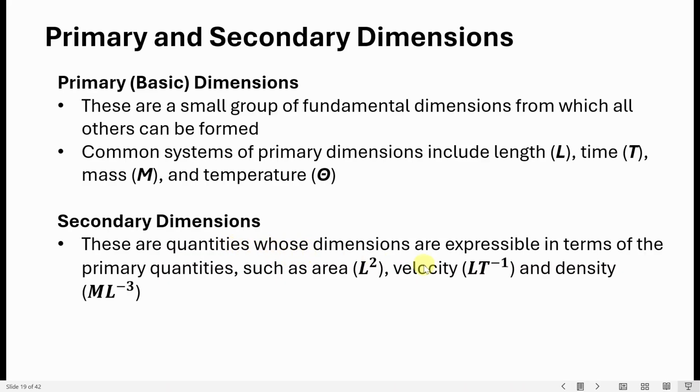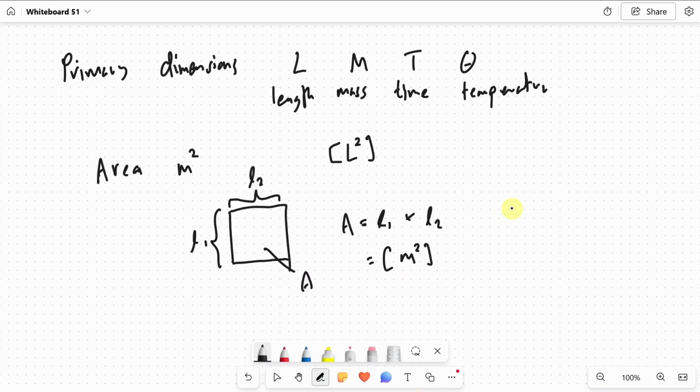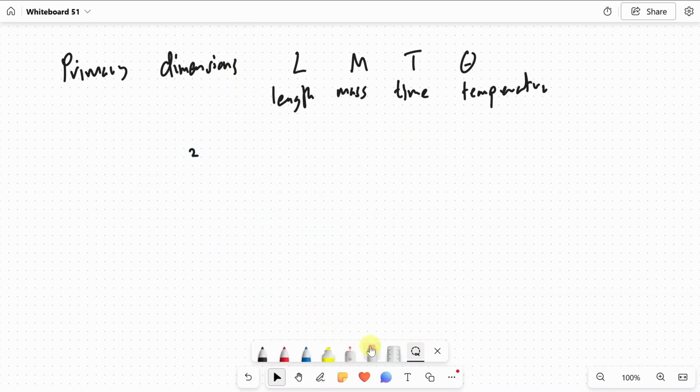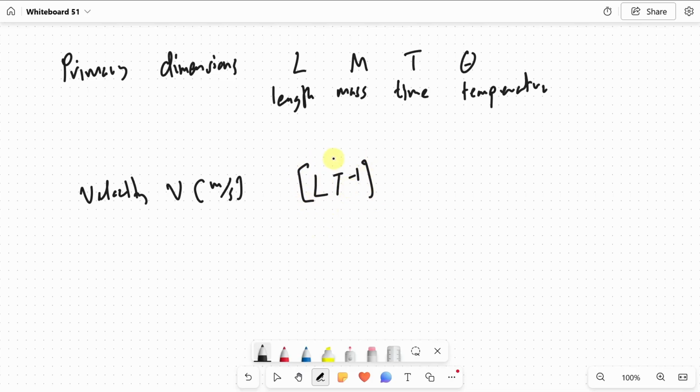All right, and then you have velocity and density. Let's derive these. When we talk about velocity, the most common unit of velocity is meter per second. So velocity V, the unit is meter per second in the SI system. Meter is length, over second, which is time to the power of minus 1. So this is the secondary dimension that represents velocity.